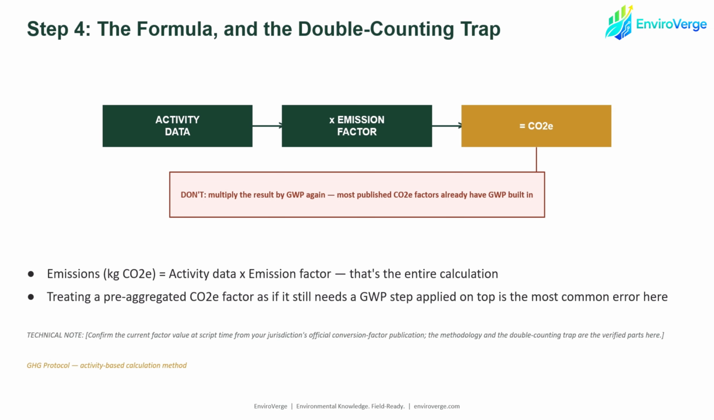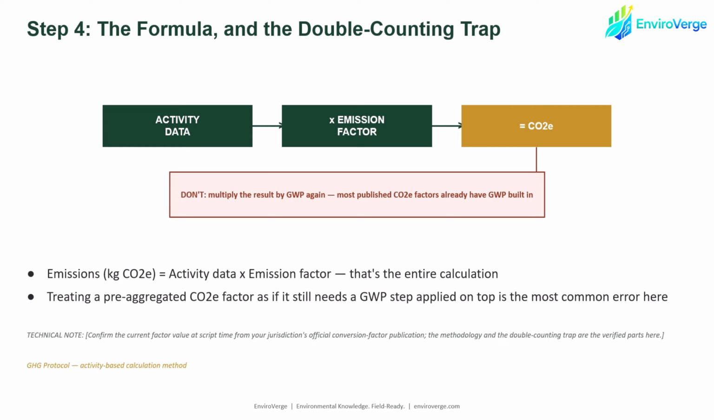Step 4, the formula. And it really is this simple. Emissions in kilograms of CO2 equivalent equals your activity data multiplied by your emission factor. That's the entire calculation. Activity data times emission factor.